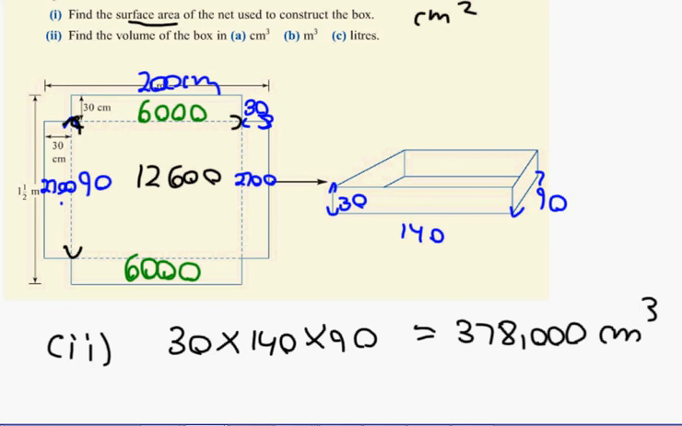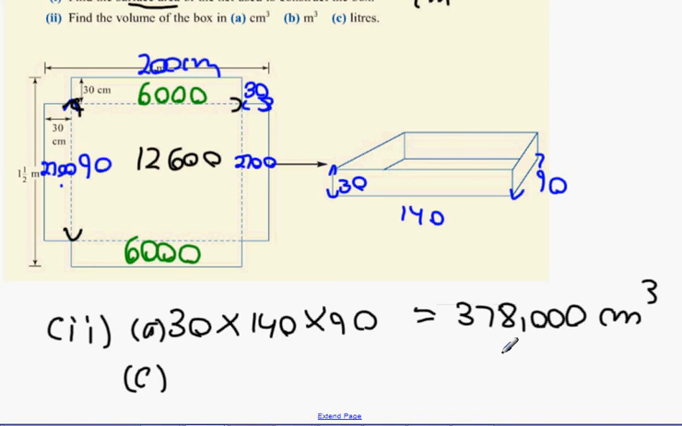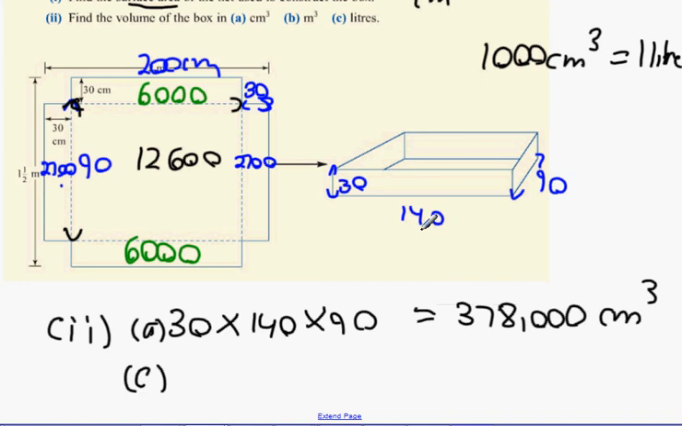Now, if I was in this test, I'd go straight to part C. Why do I answer part C right away? Because it's just about dividing by what number? How many centimeters cubed in a litre? 1,000 centimeters cubed in 1 litre. It's basically twice your standard 500 milliliter bottle, which is 500 centimeters cubed. So divide that by 1,000, and what do we get? 378 litres is for part C.